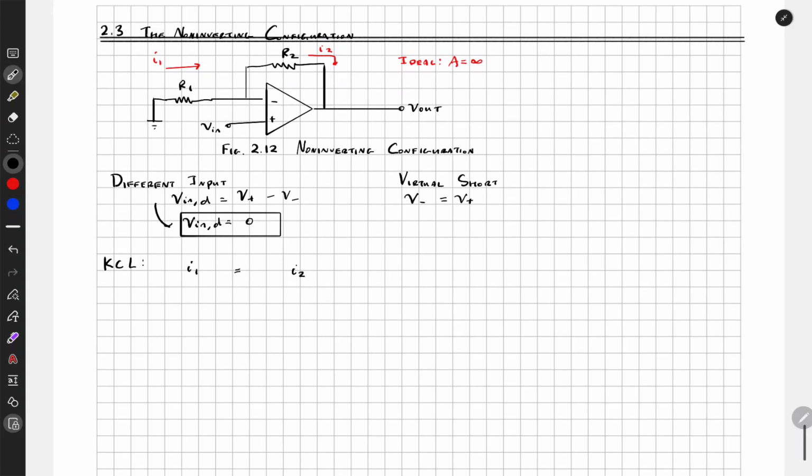What is defined by I1? I1 is equal to this voltage minus this voltage divided by this resistor. So it is voltage of 0 minus V minus divided by R1. What is defined by I2? So I2 is this voltage minus this voltage divided by this resistance. So it is V minus minus V out divided by R2.